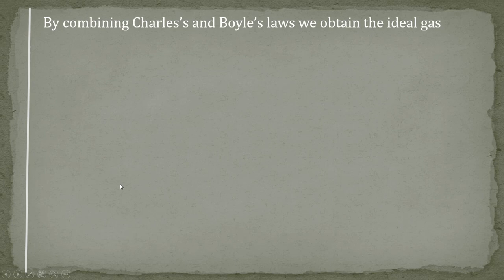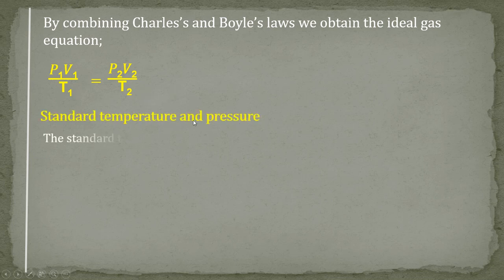Now we can combine Charles's law and Boyle's law, and we get what we could refer to as the ideal gas equation, which will be P1 V1 over T1 is equal to P2 V2 over T2. Standard temperature and pressure is what we want to look at now.